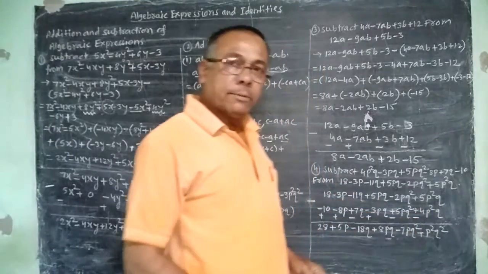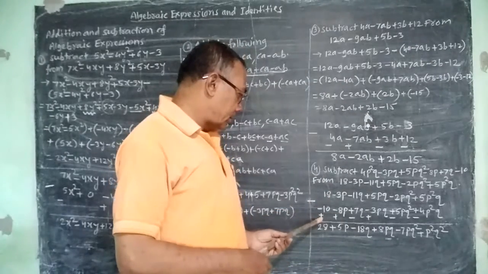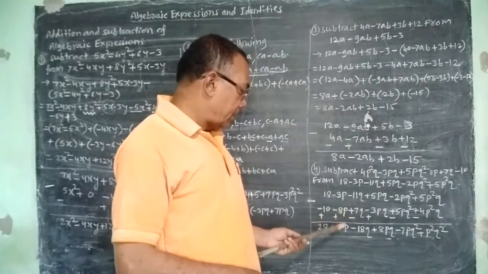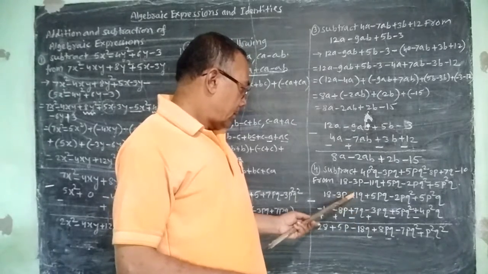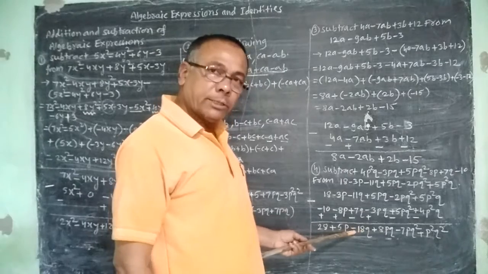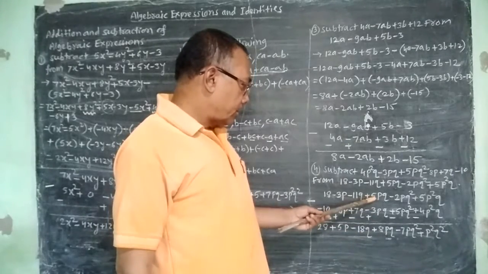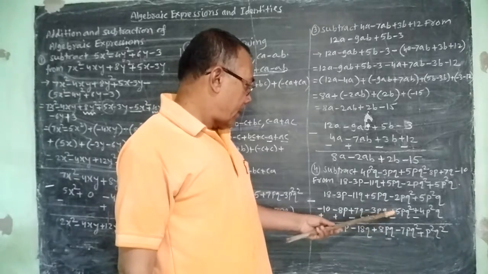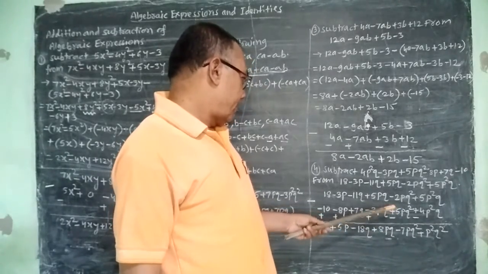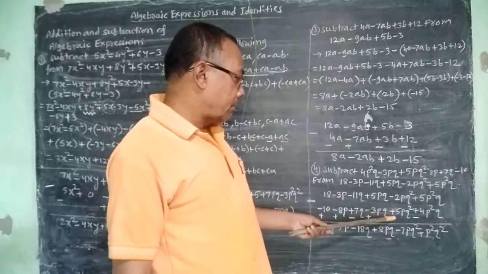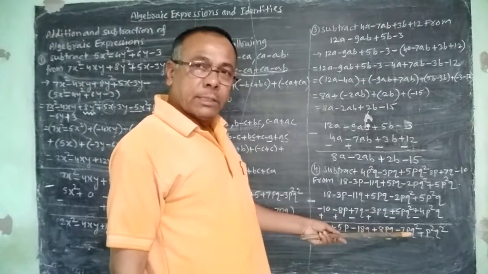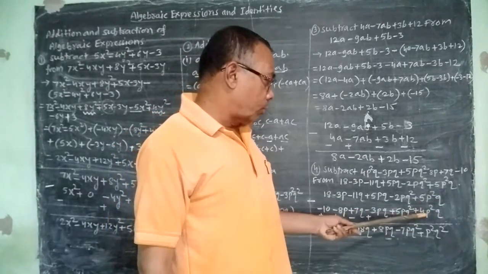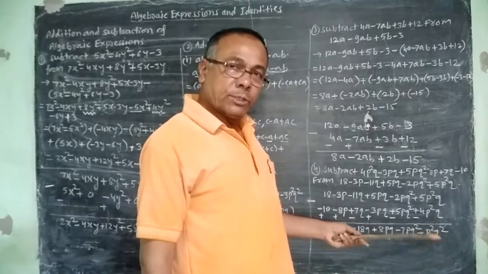Now here 18 plus 10, it will be 28, minus 3p and plus 8p, it will be plus 5p. Then minus 11q and minus 7q, it will be minus 18q. Then plus 5pq and plus 3pq, if 5 plus 3, it will be 8pq. Then minus 2pq square and minus 5pq square, it will be minus 7pq square. And the last, plus 5p square q and minus 4p square q, it will be p square q.